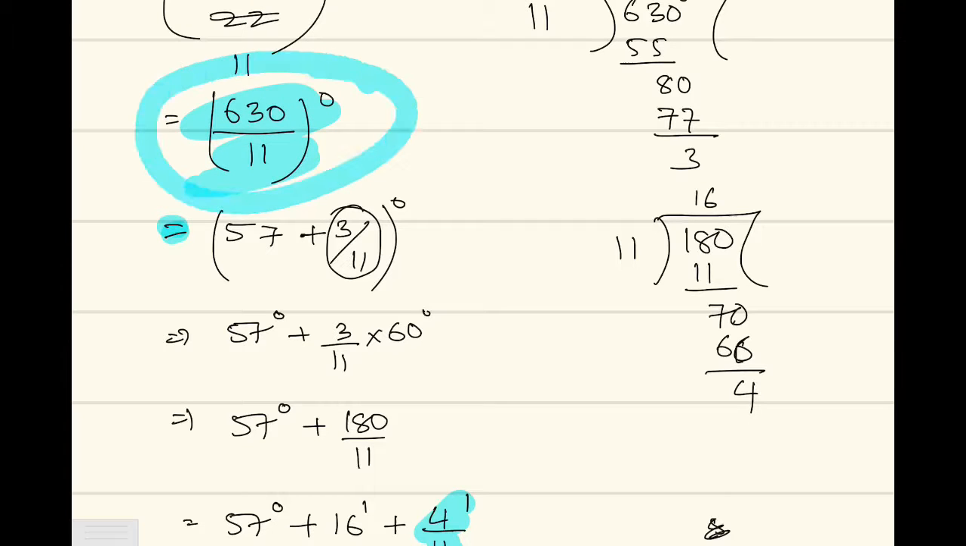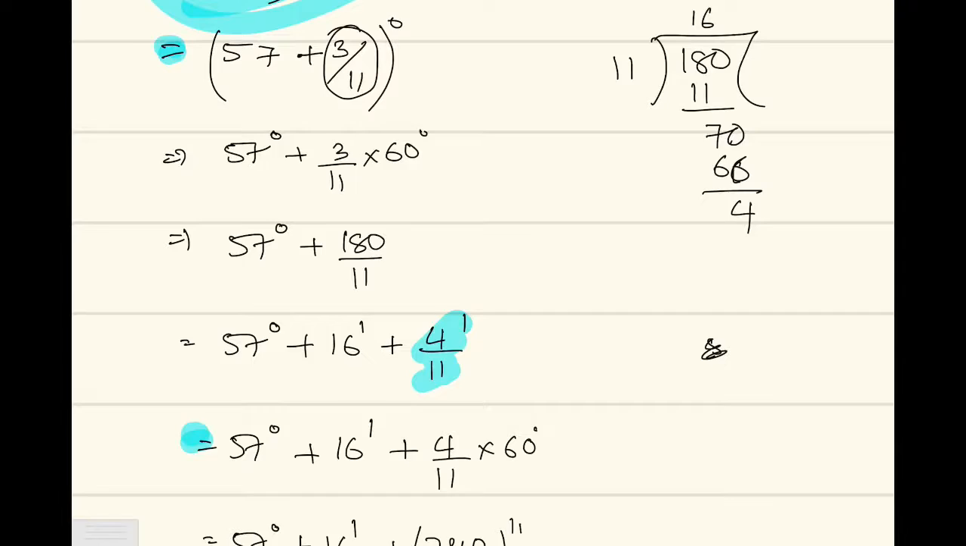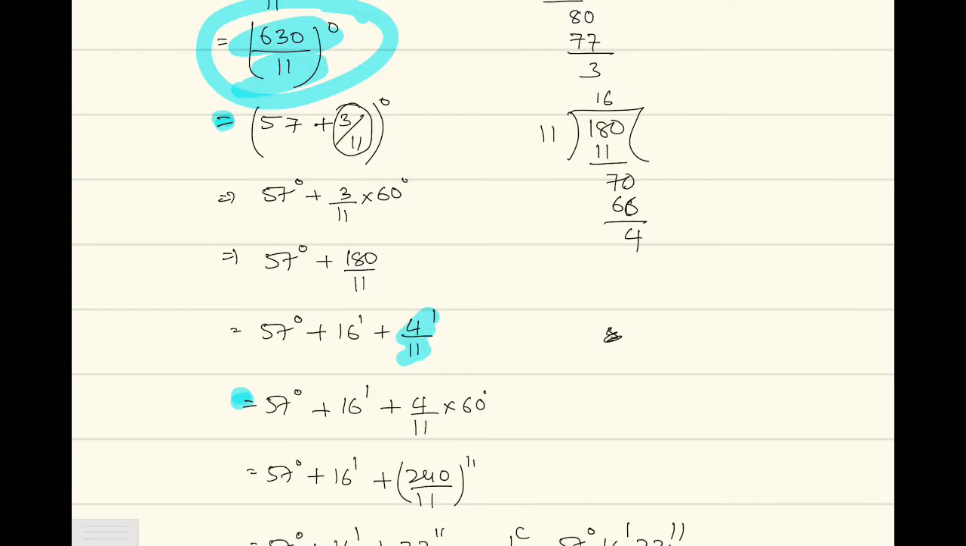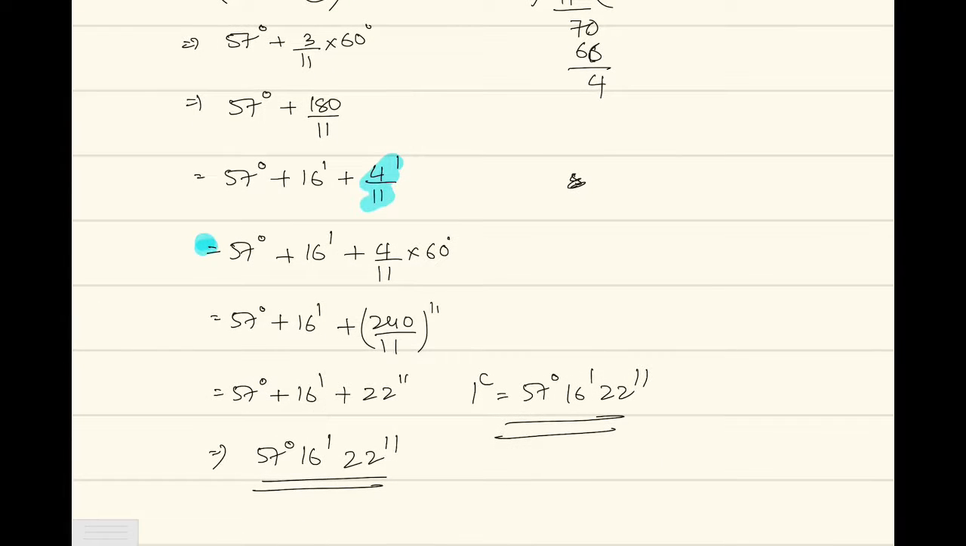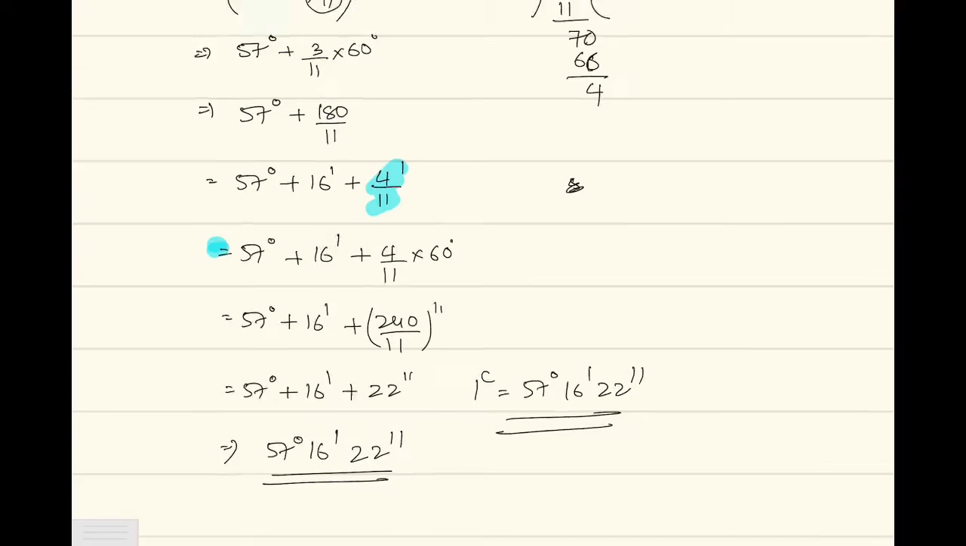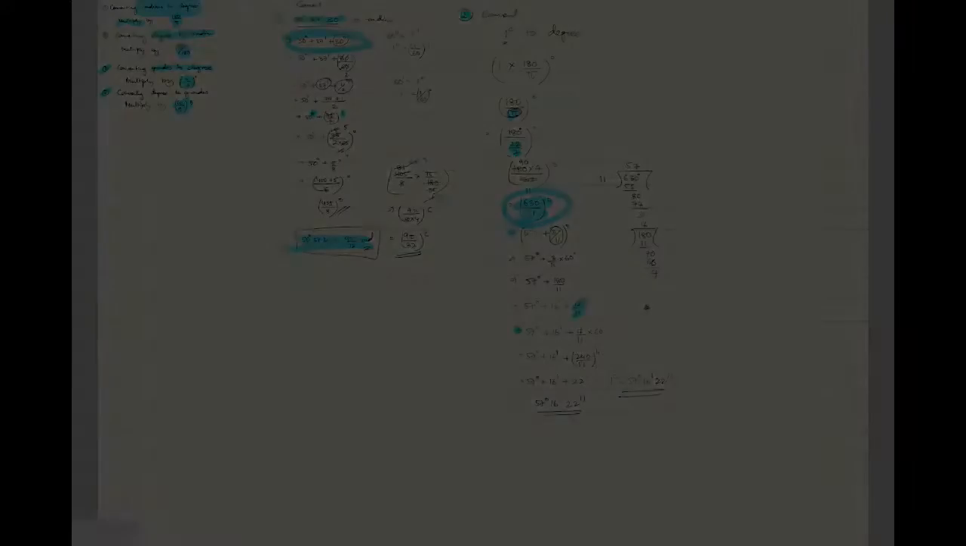But this is a fractional angle, so I want to further convert it into minutes and seconds by using division. Simple division algorithm. You use it when you get fractional degrees, convert to minutes. When you get fractional minutes, convert to seconds. So that's how you convert degrees to radians and radians to degrees. I hope you've understood this.